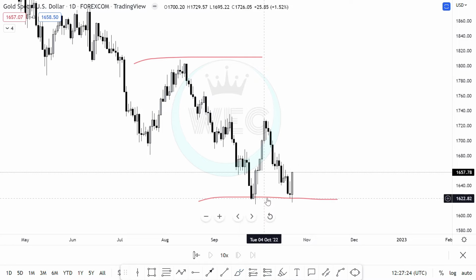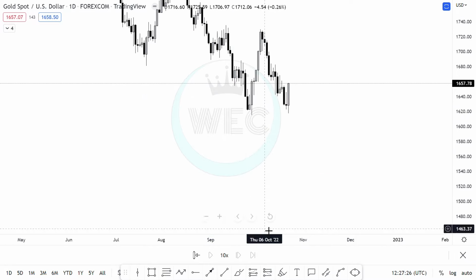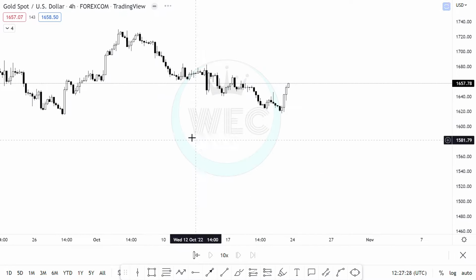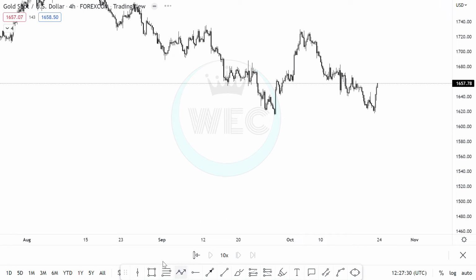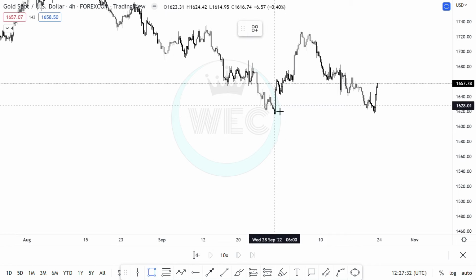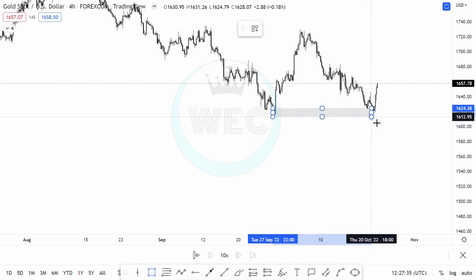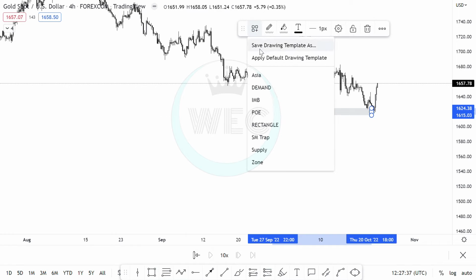Now another thing that I can also see is that price, let me step onto H4 so that we can mark this. Okay, so I can see that H4 is also reacting from this last point of demand on gold.